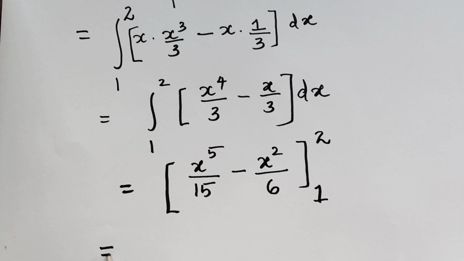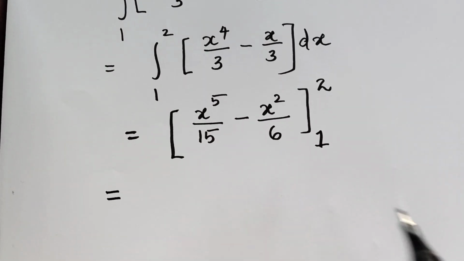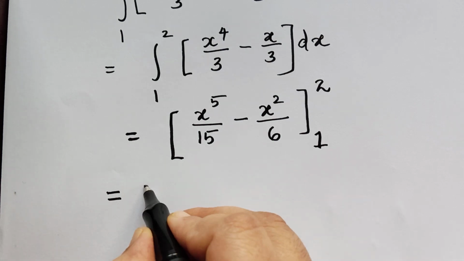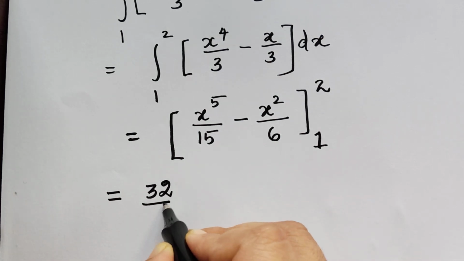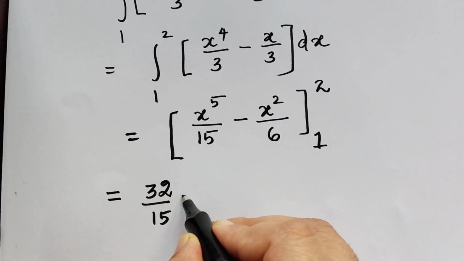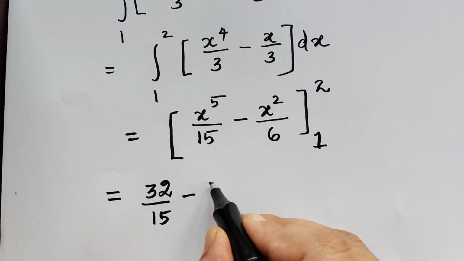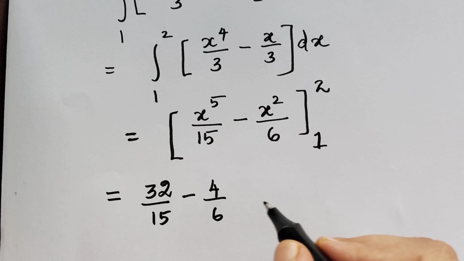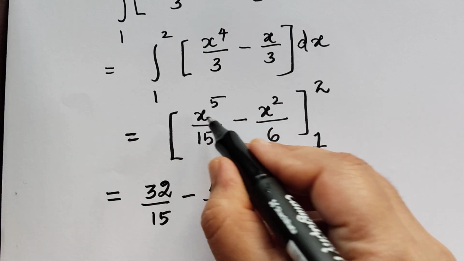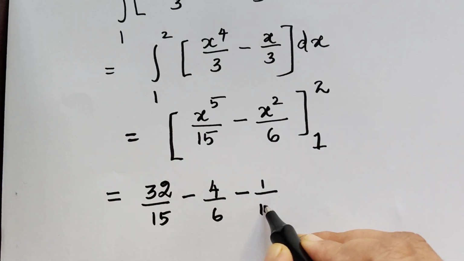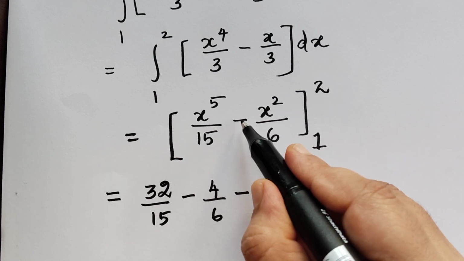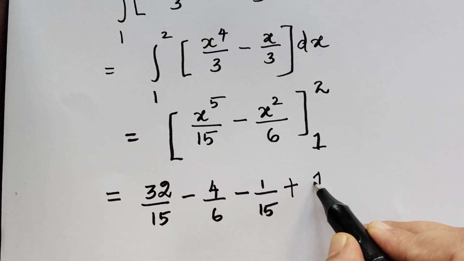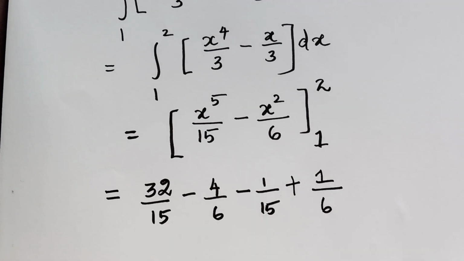We shall now apply the limits. When you apply the upper limit, it is 2 to the power 5. What is 2 power 5? It is 32. So 32 divided by 15. And here you have to apply 2, so 2 square is 4, so 4 by 6. So the upper limit is over. Minus the lower limit, so minus 1 divided by 15, because the lower limit is 1. And here you have a minus, so minus into minus will become plus, 1 divided by 6.